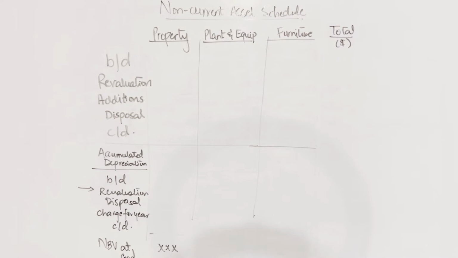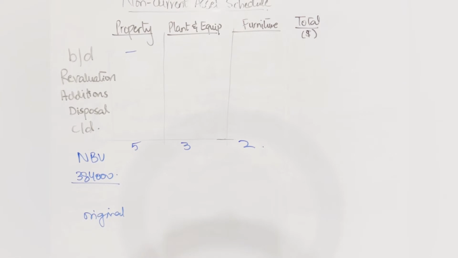Then the following methods have been provided, and now you're supposed to prepare the non-current asset schedule account. It's not difficult, yet it is lengthy. Right now, we are going to do the working here.